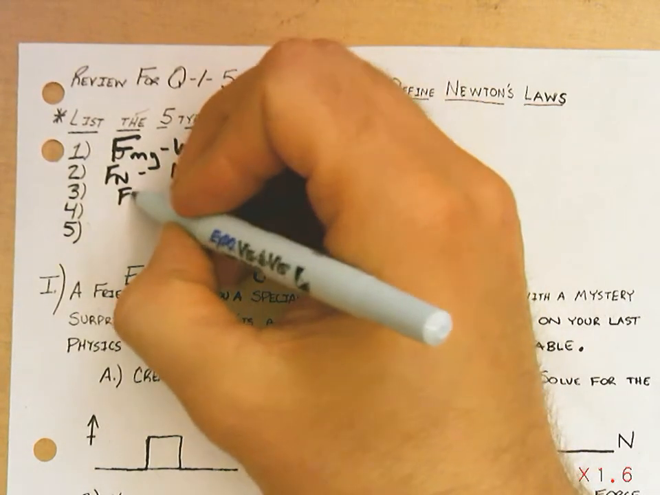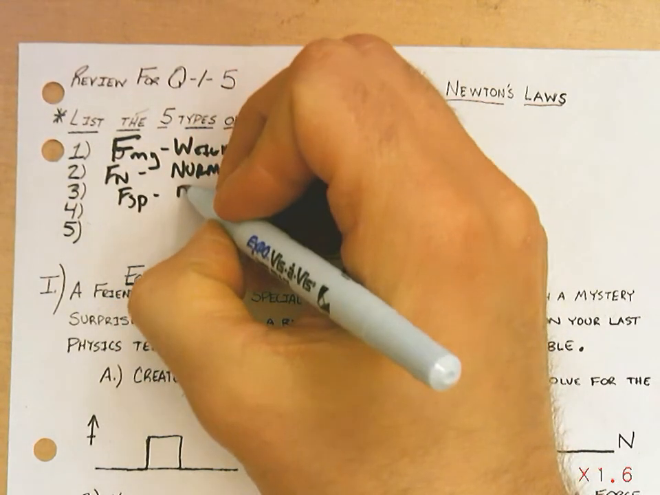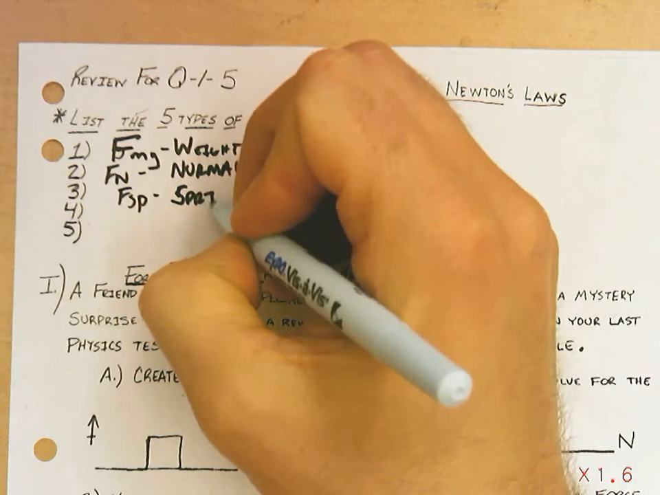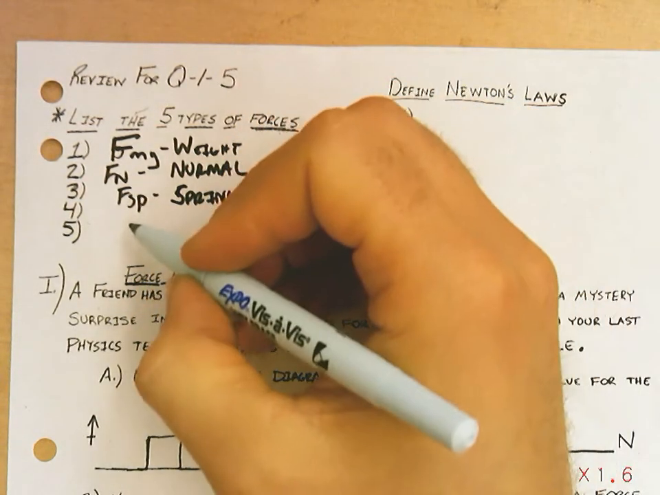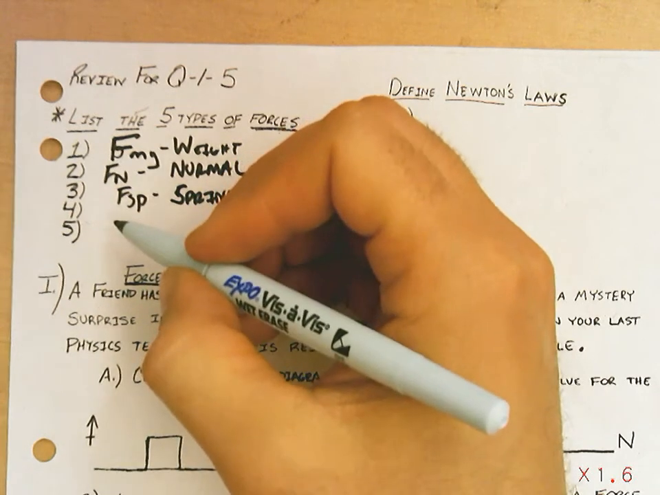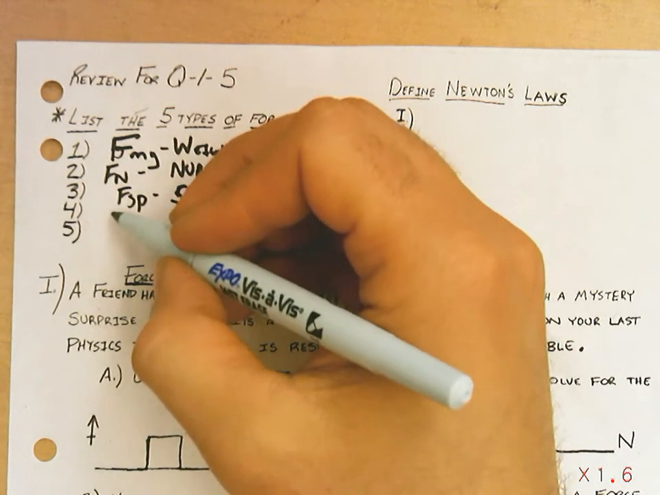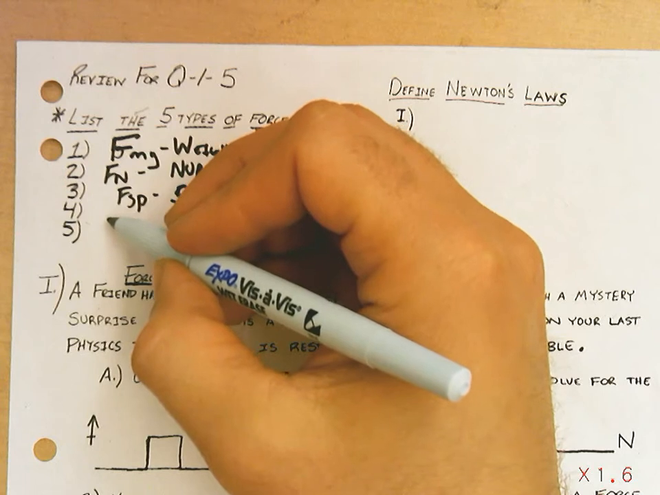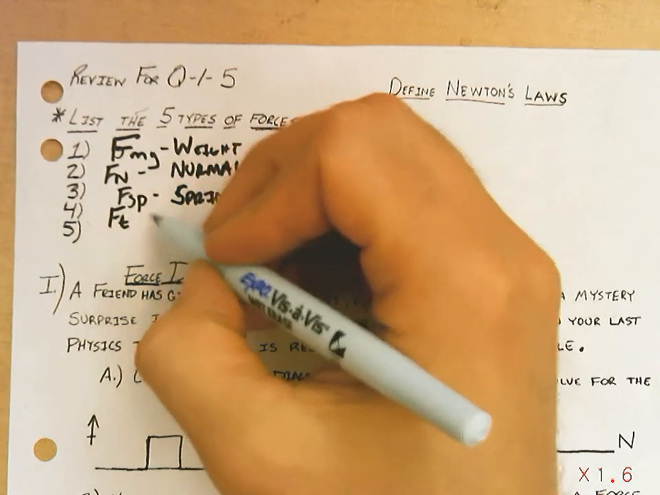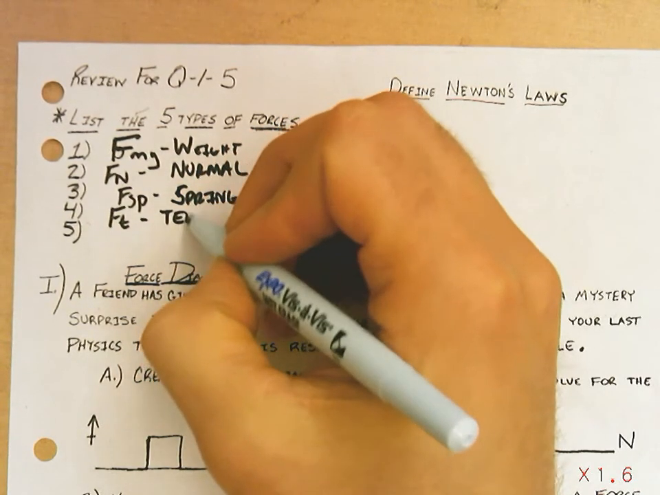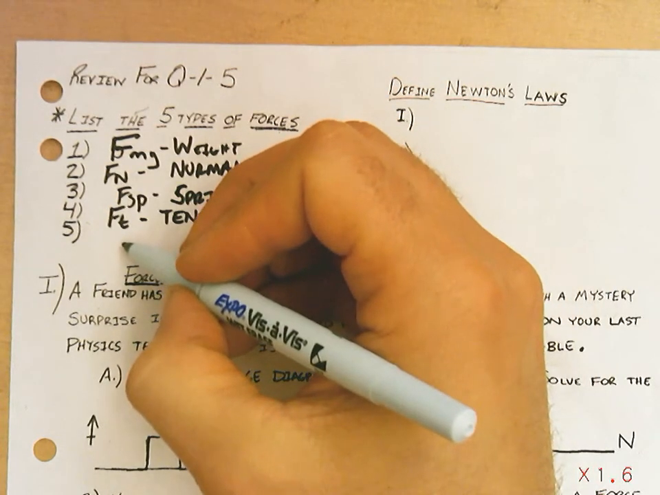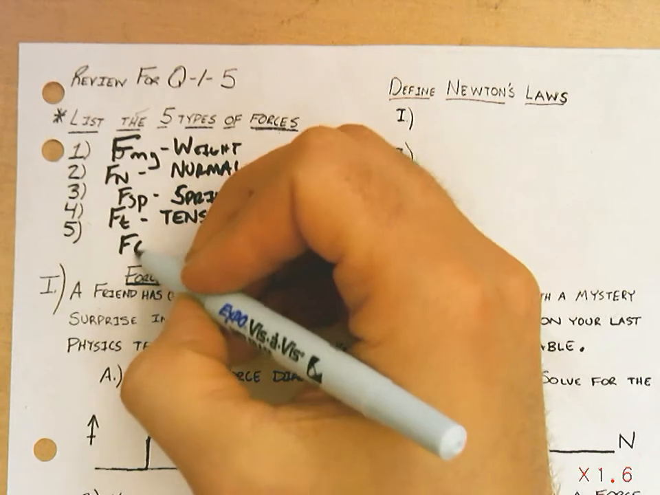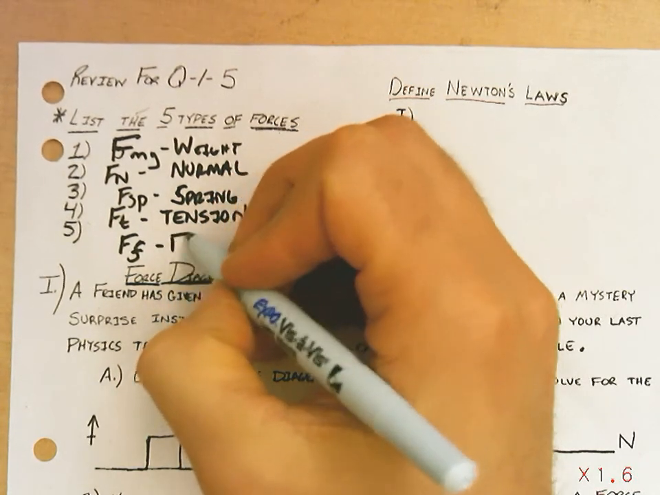Then we have FSP, which is spring force. Most scales have springs in them, so that's something else that you'll encounter on the quiz and down here at the very bottom of the review. Then we also have FT, tension, which occurs in a rope, cable, or string. And then finally we have FF, which is friction.